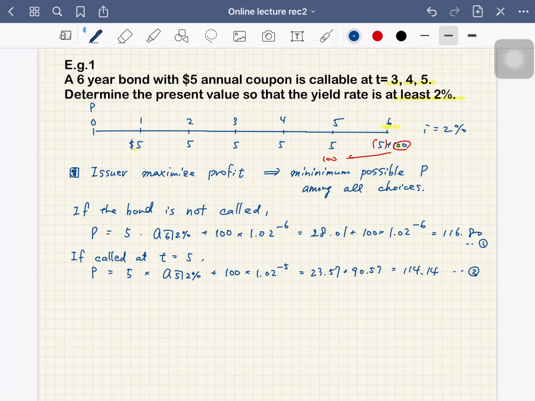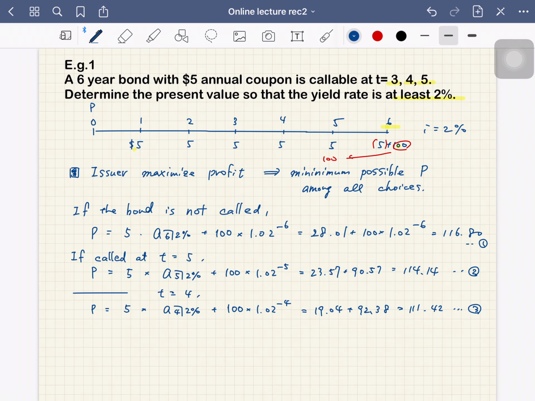Okay, so if called at t equal to 4, then P is equal to 5 times a-angle-4 at 2% plus 100 times 1.02 to the negative fourth power. So this becomes 19.04 plus 92.38. So this is equal to 111.42. So this is number 3.